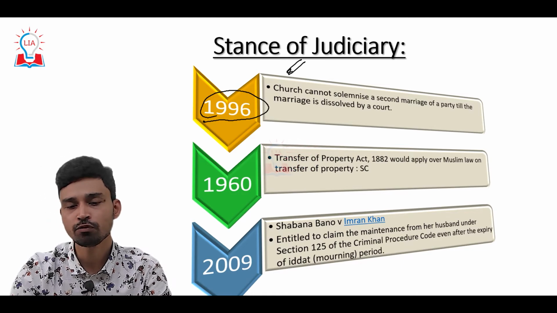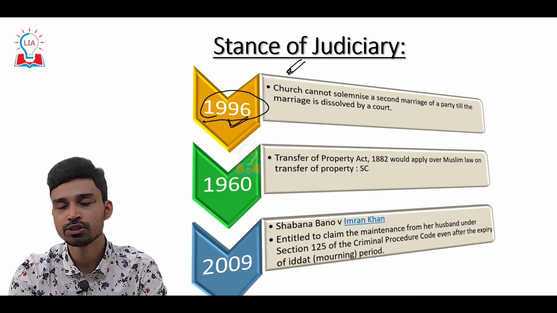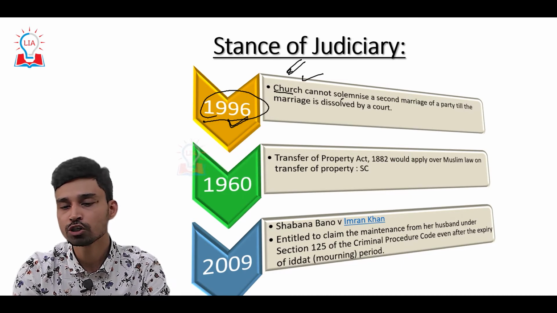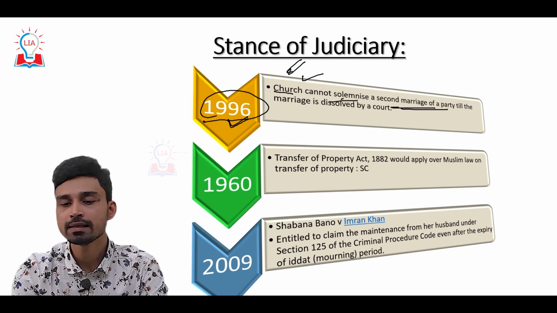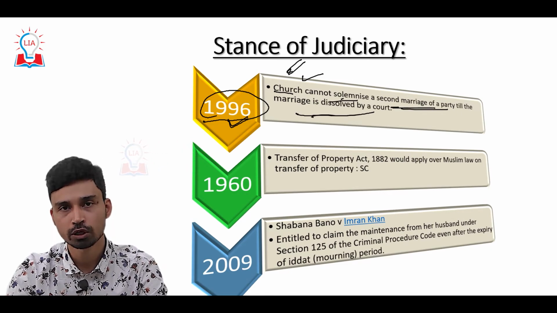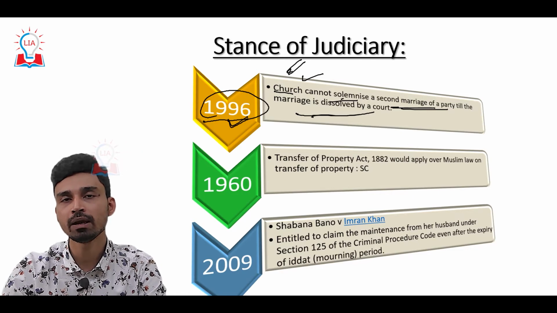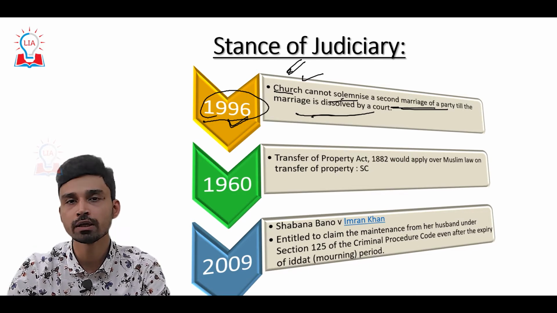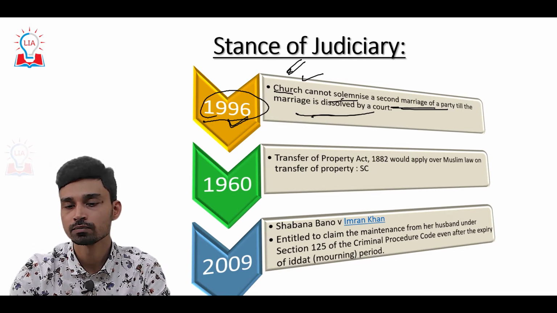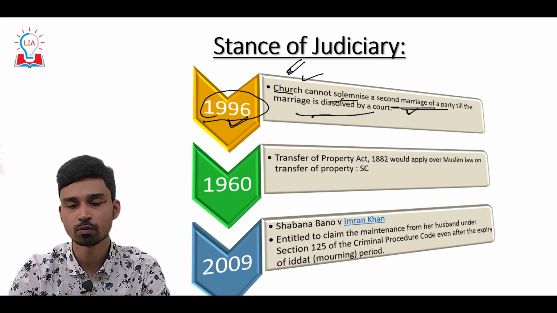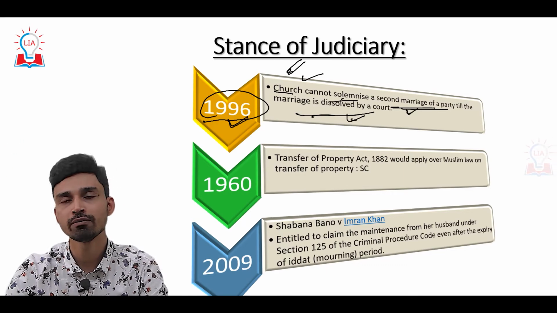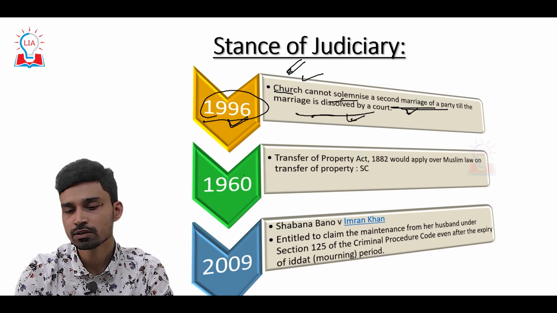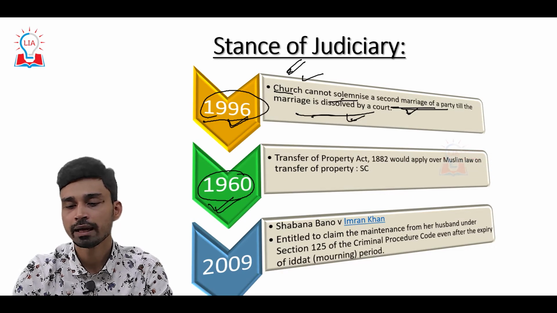So first of all, in the year 1996, we have an example where the judiciary has categorically stated that the church, in terms of marriage, cannot solemnize a second marriage of a party unless and until the first marriage is dissolved by a court. So that means even if a person or a couple has gone to church and nullified their marriage, taken a divorce, the church is not authorized to solemnize the second marriage of any of these spouses unless and until the marriage has been dissolved or divorce has been granted by the court.